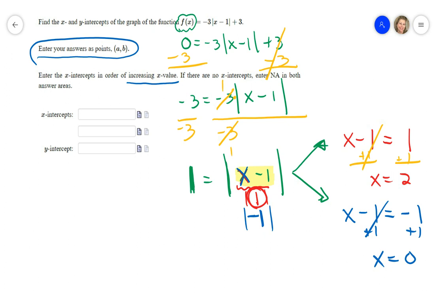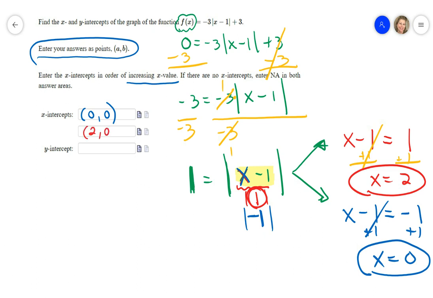So my smallest x coordinate would be the 0. So it's going to be 0, 0 for that one. And the other one, x is equal to 2, is 2, 0. Boom, there you go. Now, the y-intercept. Well, the y-intercept is when x is equal to 0. This will be just a little easier because all I'm going to have to do is plug and chug.